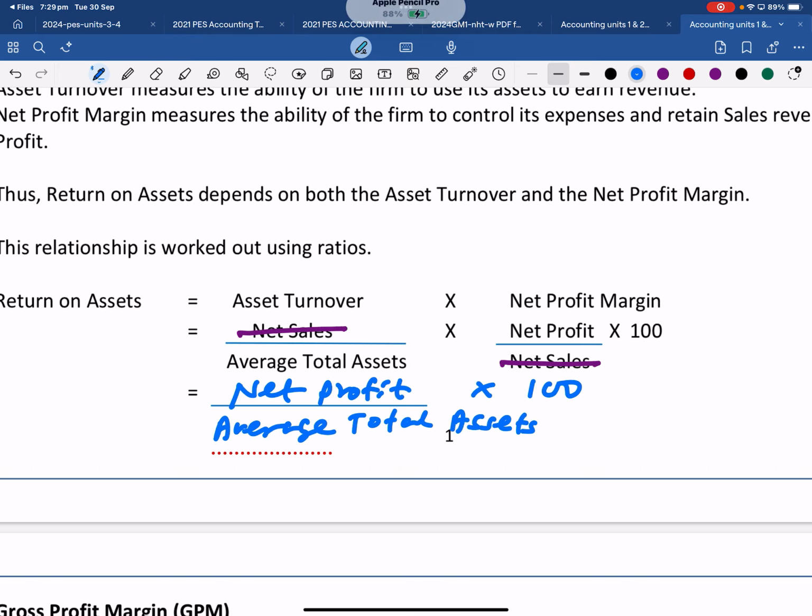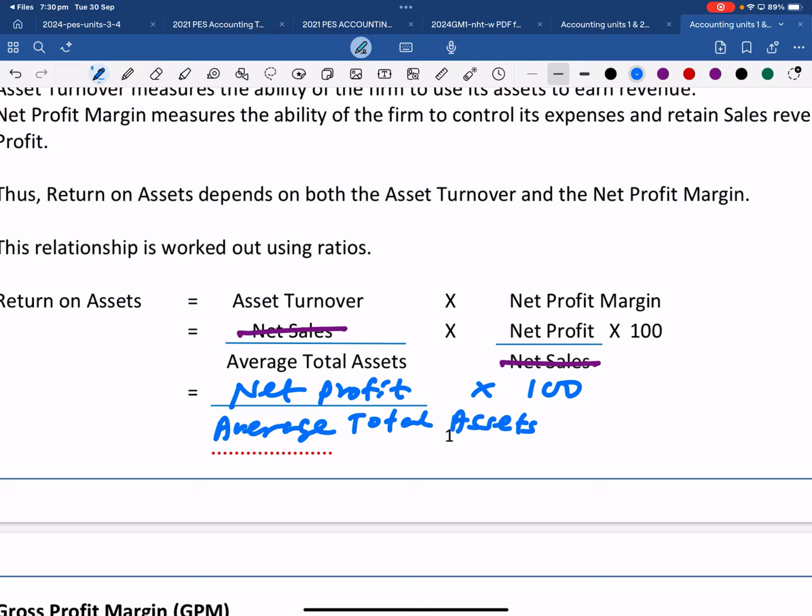This is called DuPont analysis, invented by a Frenchman. DuPont means, I don't know, French. Anybody knows French? Is it a name?